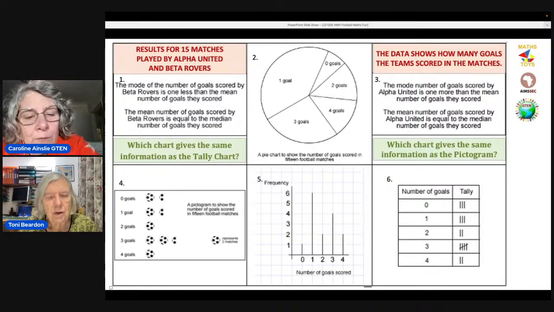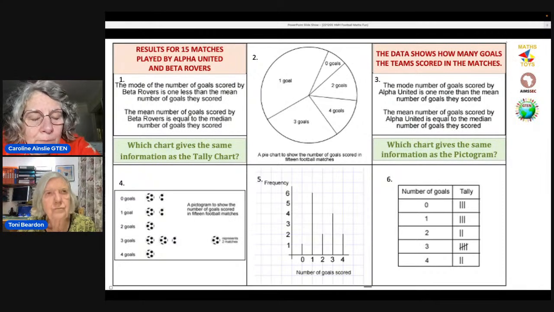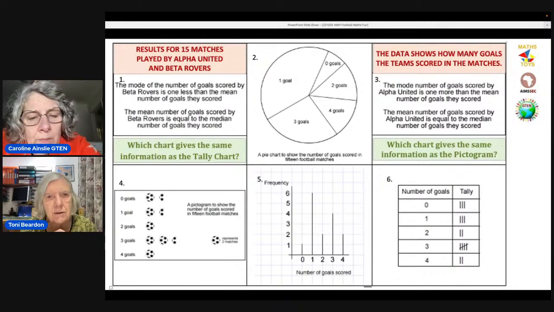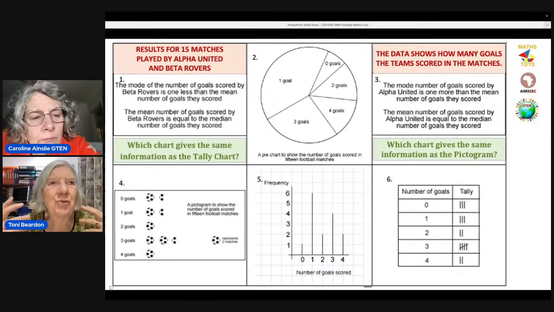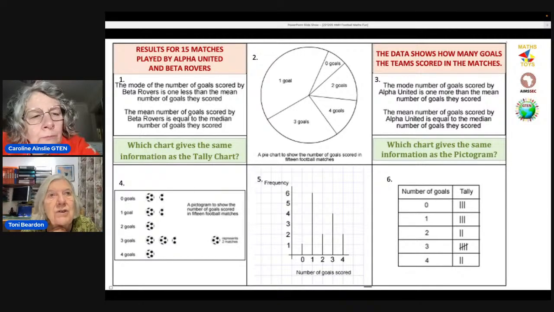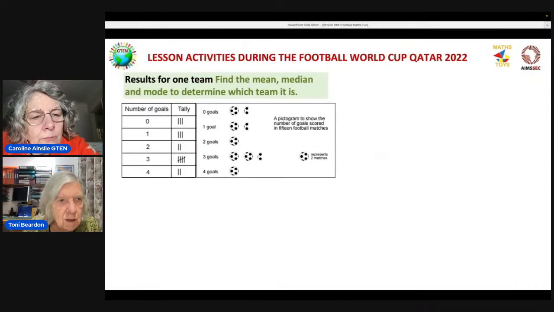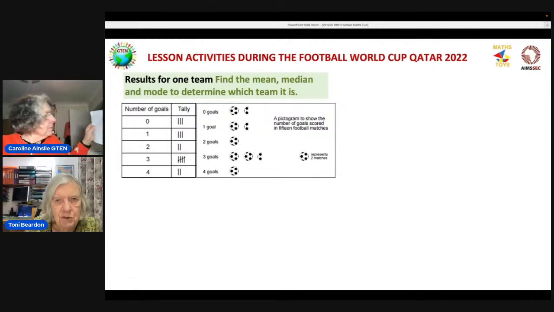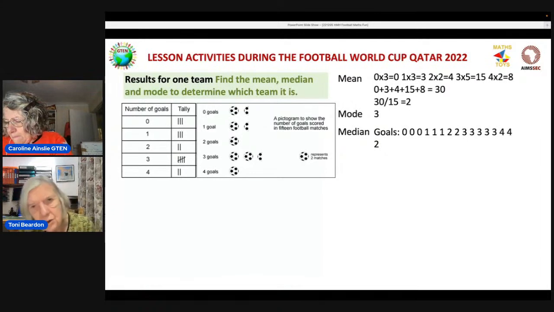Okay, so at least we know which two charts match each other. If your class were trying to do what Caroline and I are talking about, they'd already have revised and reminded themselves, each other, of what the mode is, and you're partway there. So we've decided that the tally chart and the pictogram both represent the same data, and the children can work out the mean. The mode, we saw immediately, was 3.